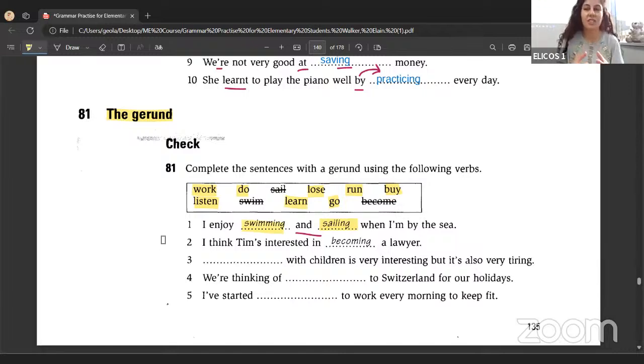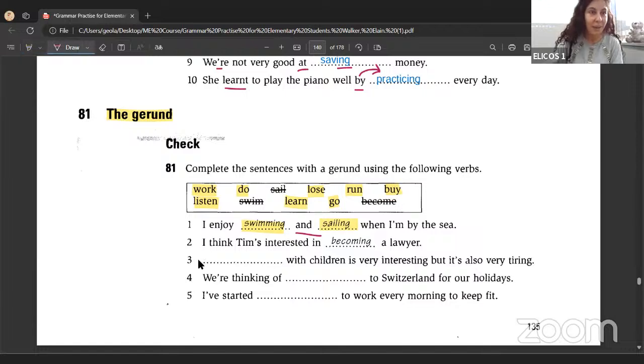So these two actions are connected because they're activities that you could do when you're at the sea. So that's why this person wants to add another action about the same topic. He's talking about what he enjoys when he goes to the beach. So I enjoy swimming and sailing when I'm by the sea.